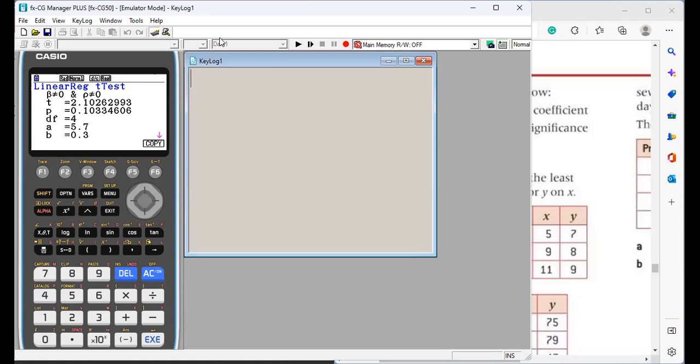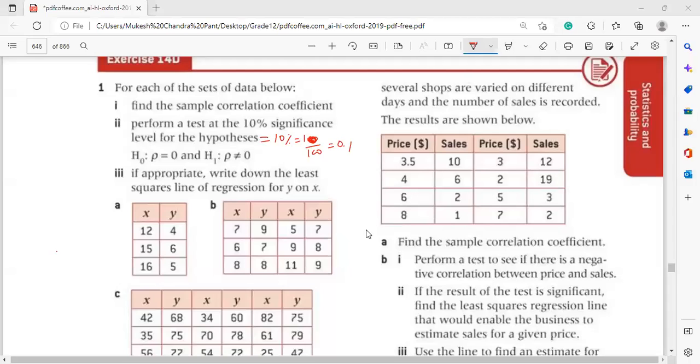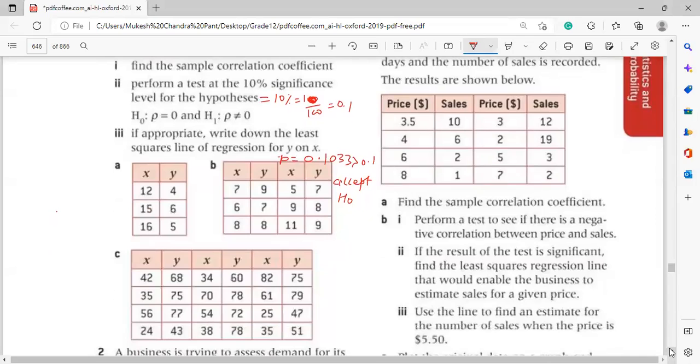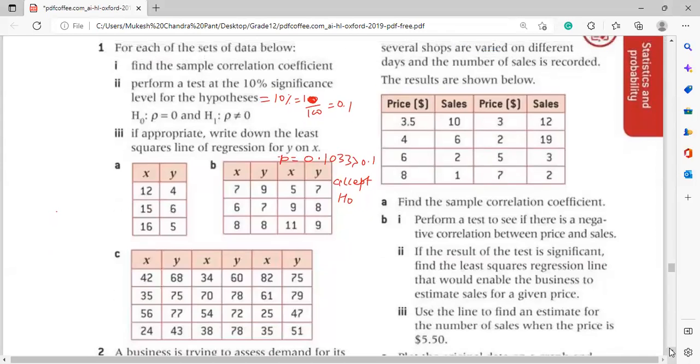Now our test sheet. As you can see, in this question for part B we are getting p-value equals 0.1033, which is greater than the 0.1 significance level. So it means we shall accept the null hypothesis. Similarly, you will perform this operation for the rest of the parts. Now you know how to use this test for the PMCC.